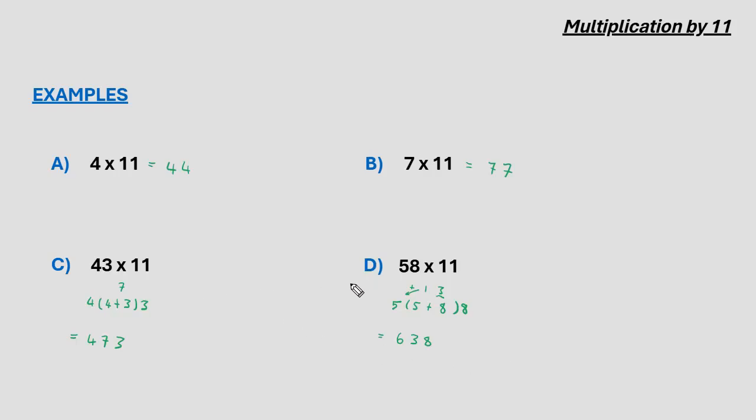So C and D examples show the two cases we can encounter where we multiply 11 by a two-digit number: if the digits add up to less than 10, or if the two digits add up to greater than 10.